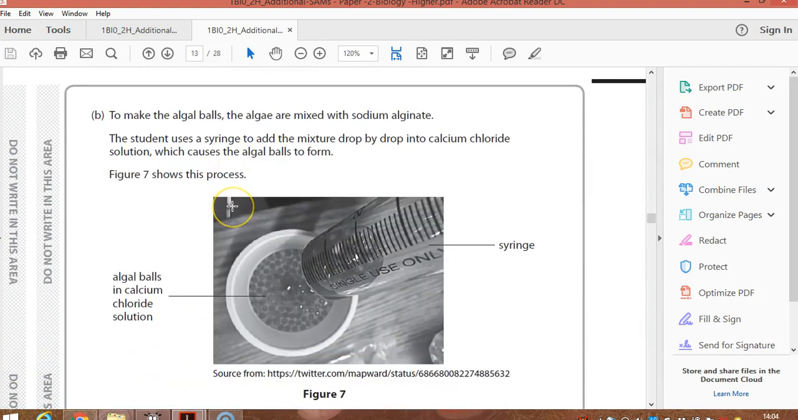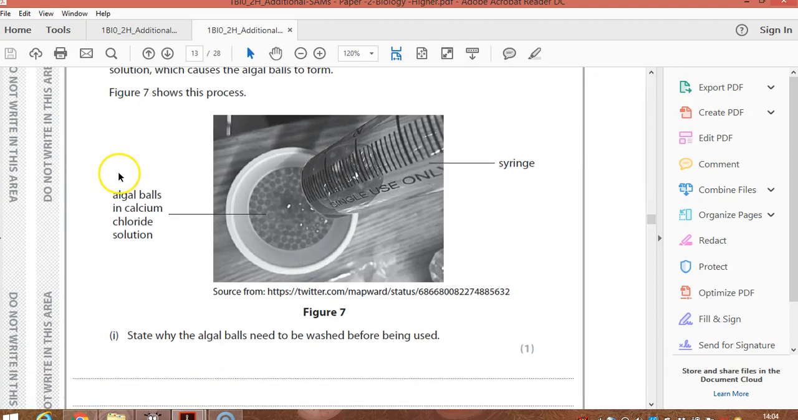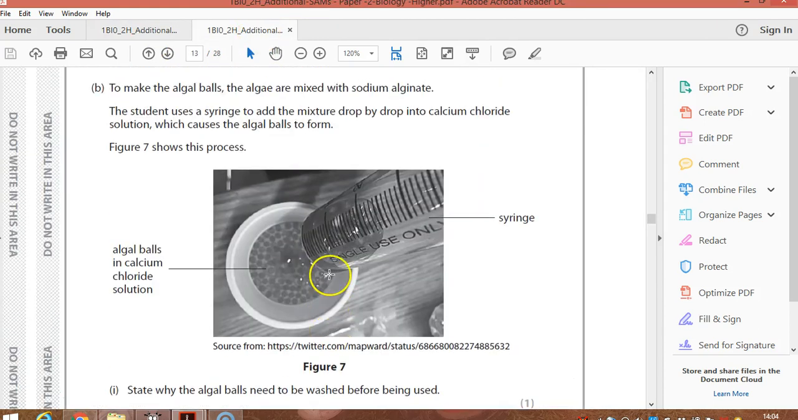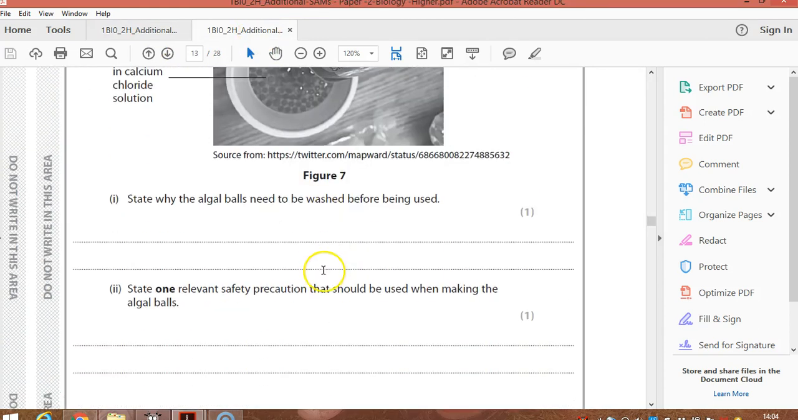To make the algal balls, the algae is mixed with sodium alginate. The student uses a syringe to add the mixture drop by drop to calcium chloride solution where the algal balls form. State why algal balls need to be washed before being used. Go. The answer is to remove calcium chloride solution. There we go. Because, yes, you don't want that messing up.